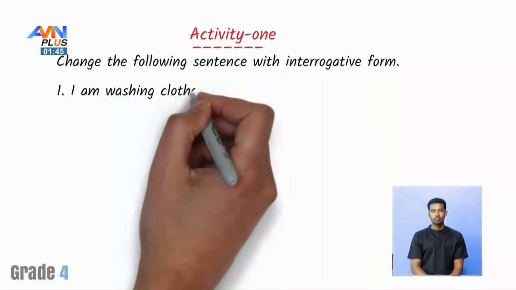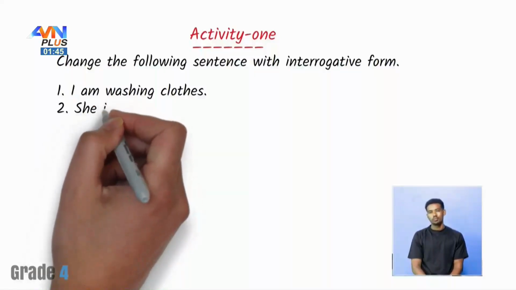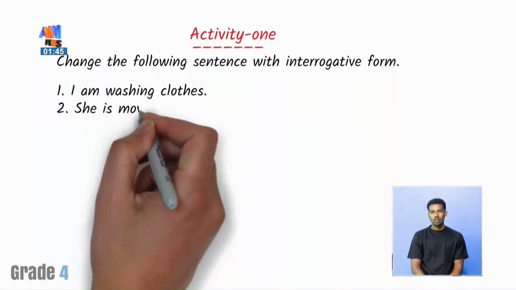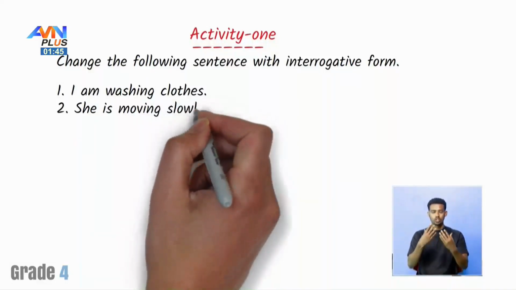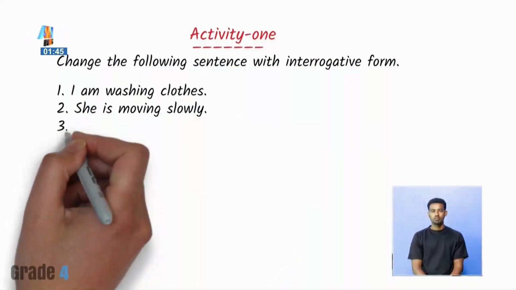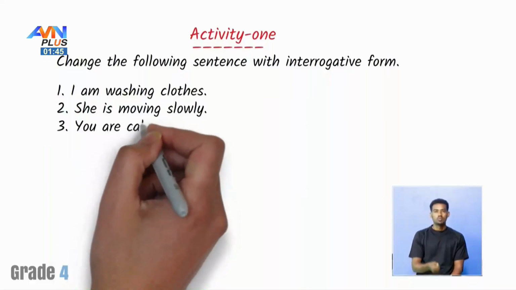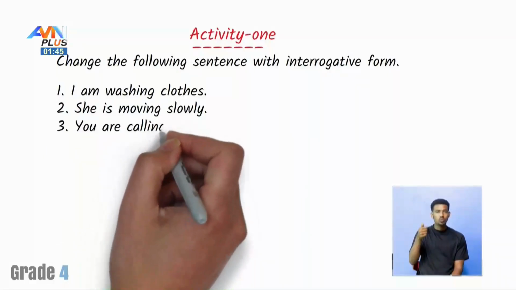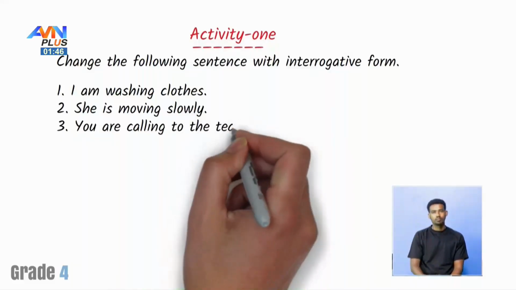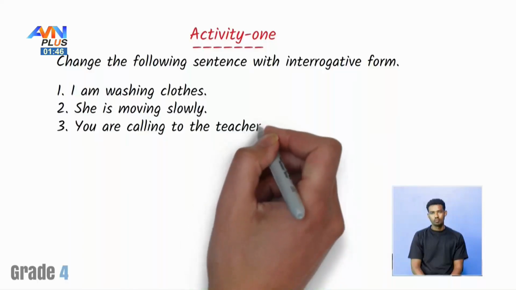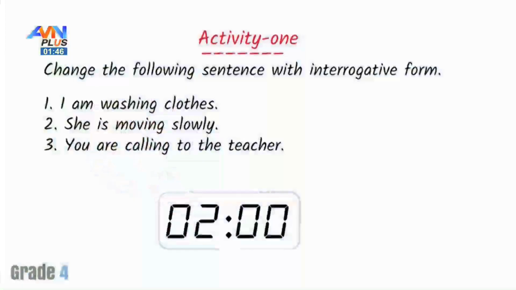Question number 2. She is moving slowly. And 3. You are calling to. So, students, these are 3 examples. Let me give you 2 minutes.